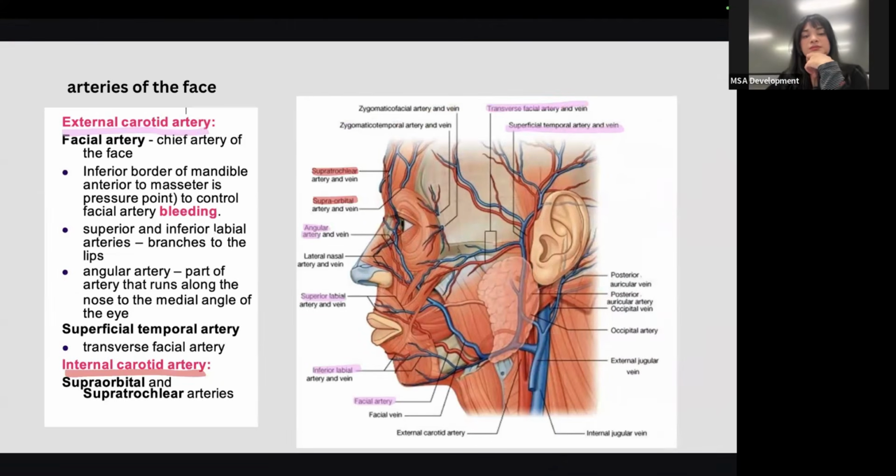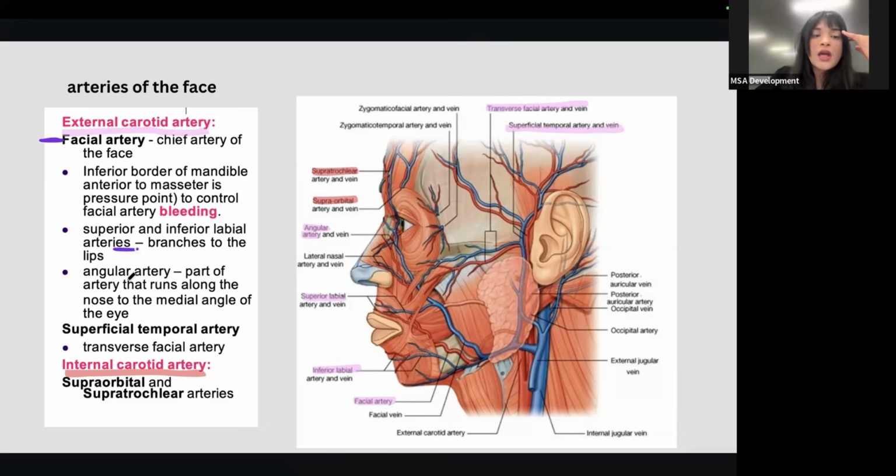Okay, this is just restructured again. The external carotid artery has 2 branches that we want to focus on here in the slide. You have the facial artery, which is the chief artery of the face. The inferior border of the mandible anterior to the masseter is the pressure point to control facial artery bleeding. So if the facial artery is bleeding, and if you want to control the bleeding, you're going to go to the inferior border of the mandible anterior to the masseter, and that is the pressure point where you want to control the bleeding, right? You have the superior and inferior labial artery, so towards the lips.